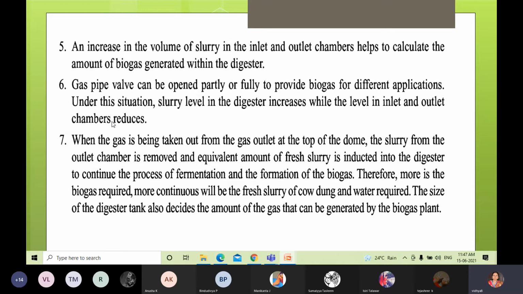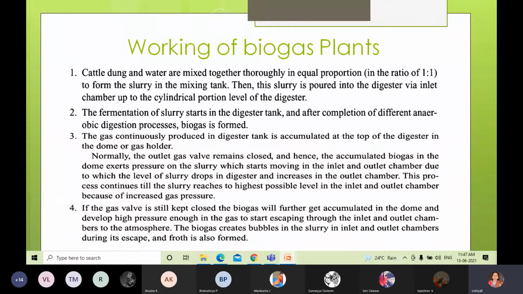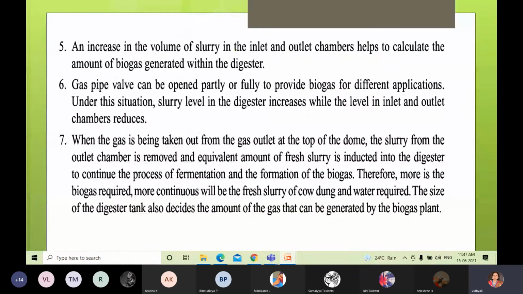The increase in the volume of slurry in the inlet and also outlet chambers helps to calculate the amount of biogas generated within the digester. An increase in the volume of slurry is helpful because we can calculate the amount of biogas generated within the digester.